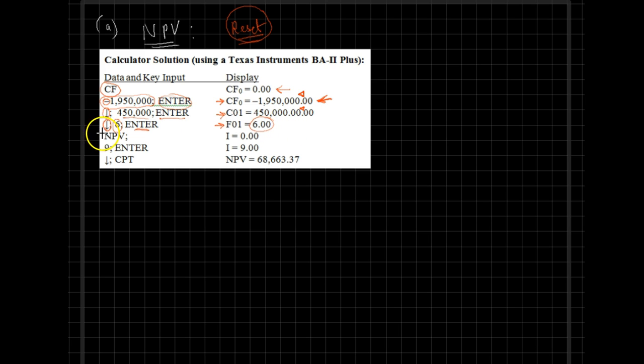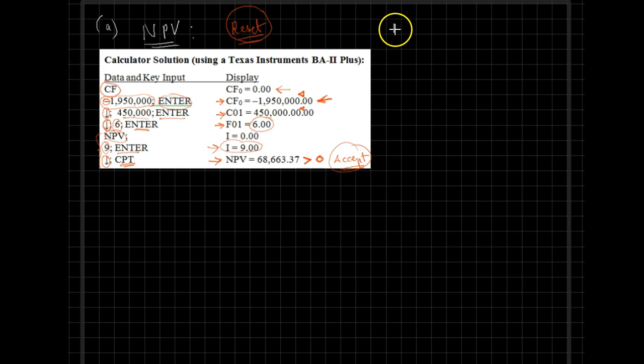Now in the final step, you press NPV. The calculator will ask you to enter the I value, which is 9 in our case. We press 9 and then we press enter. This is the display that will show up next, and then you press down, compute, and you can get the net present value. The net present value of this project is greater than 0, and as such it is an acceptable project. So the company can go ahead and accept this project based on the NPV.